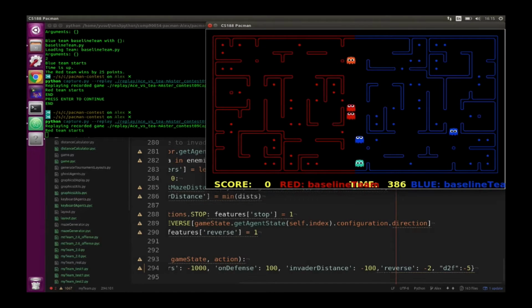Here's the demo of the offensive agent. The red agent spots there is no ghost across the border, so it goes for the food and gets chased by ghosts, so it goes back and makes the deposit.